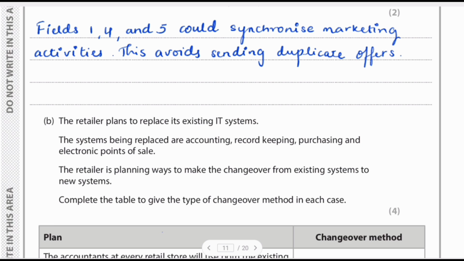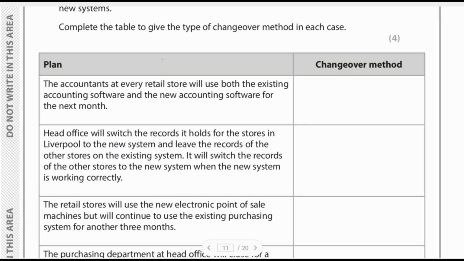So, this is the longest question, but also the easiest if you know the structure. 4 scenarios are given and you must match them. The first one is the accountants at every retail store will use both the existing accounting software and the new accounting software for the next month. So now here they are using both the systems for the month. In this case, the changeover method will be parallel.